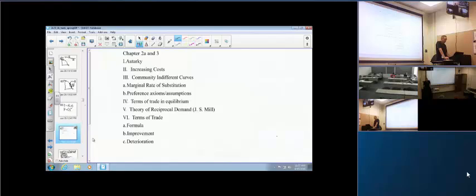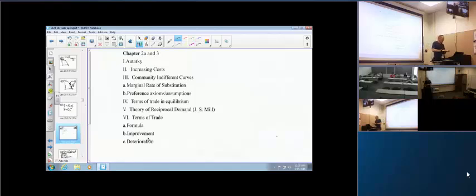We've talked about the preference axioms. Terms of trade just simply have to do with how many imports we get for exports. I mentioned that in a previous lecture as well. Notice that the terms of trade can improve or deteriorate. You can get more imports for the same number of exports. That's an improvement in your terms of trade. Or you can get fewer imports for the same number of exports, and that would be a deterioration in the terms of trade.